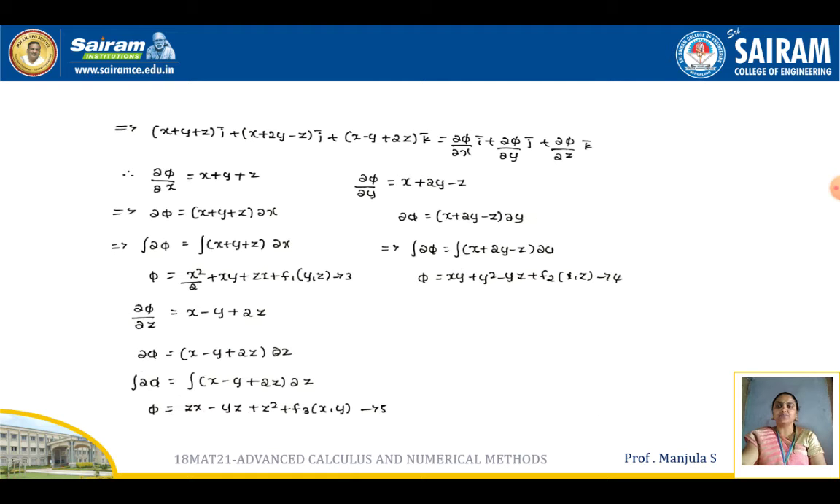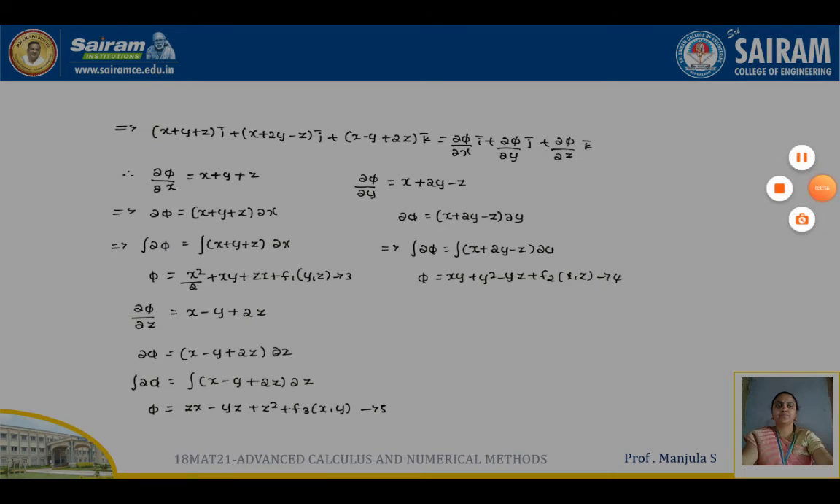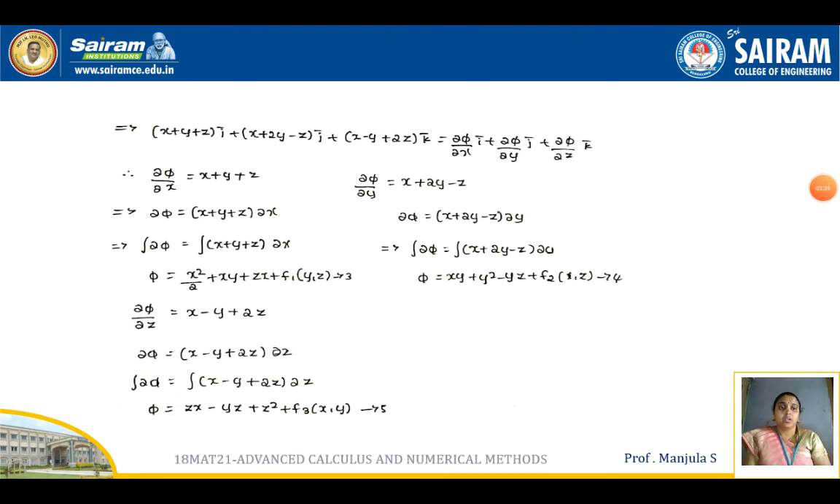So this equation dou phi by dou x is x plus y plus z. Here you just do the integration with respect to x, so that integration and differentiation get cancelled. We can write the value of phi like this: x square by 2 plus xy plus zx plus some constant, that constant will be f1 of y comma z.